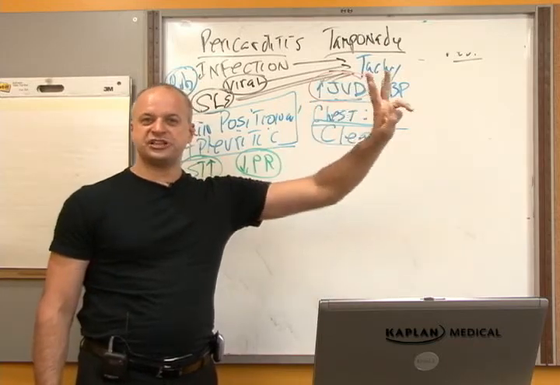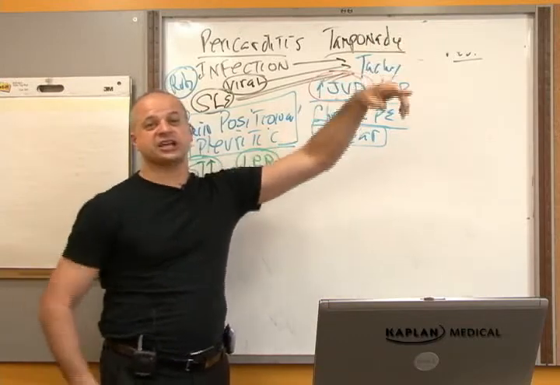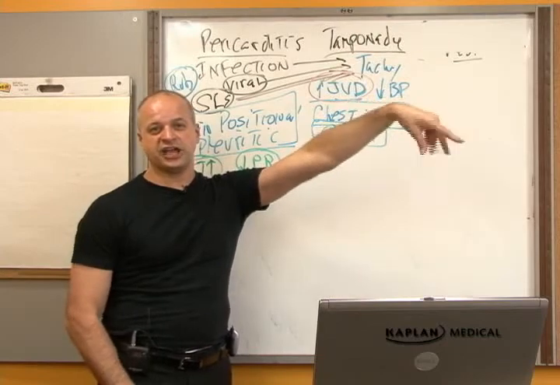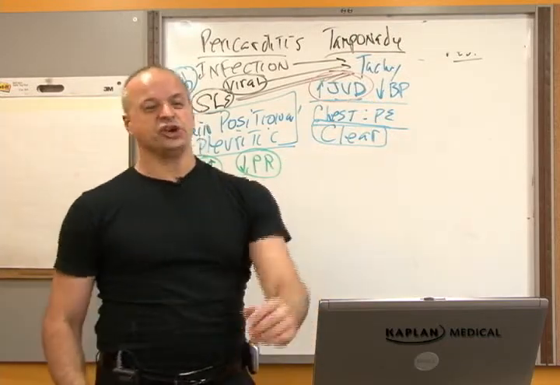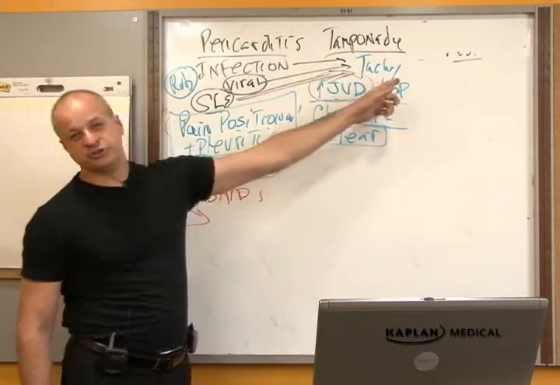Tachycardia, hypotension, distended neck veins. Tamponade. Well, next thing you know, the guy's got an effusion, lowering his blood pressure, causing him confusion.